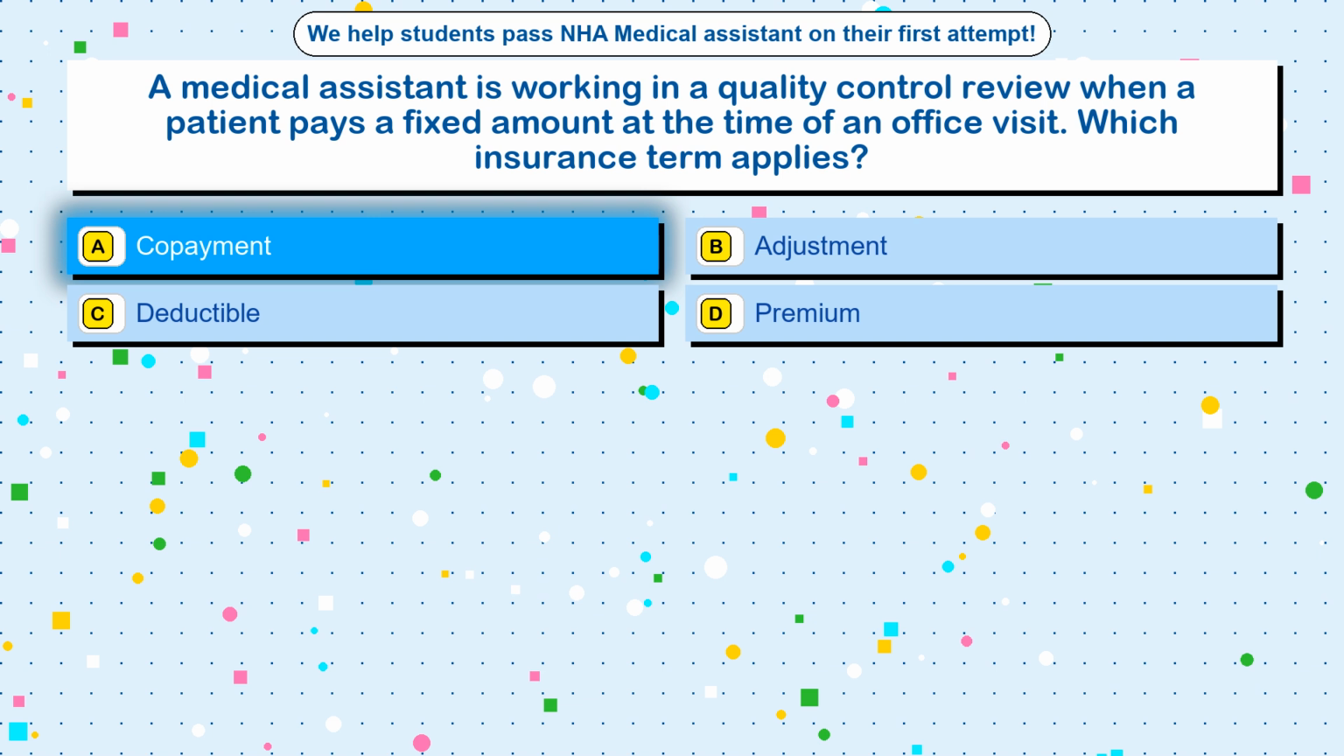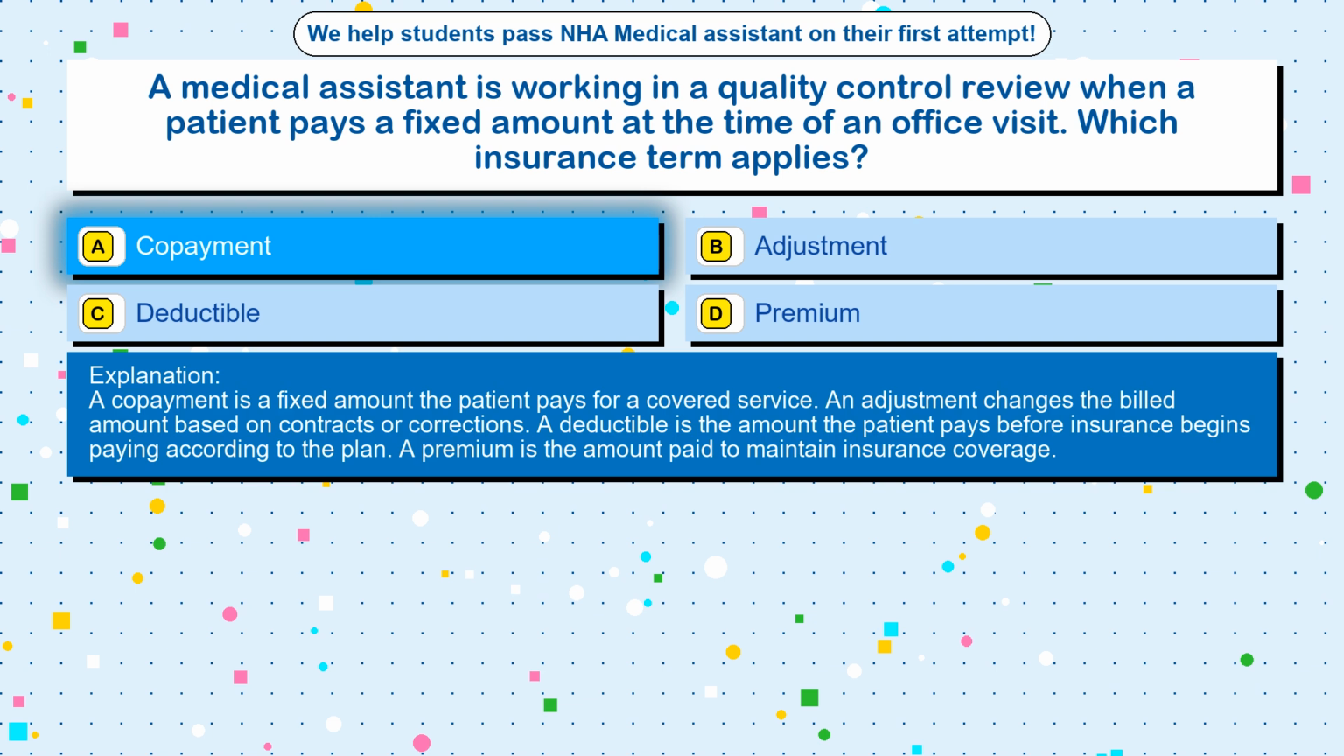Copayment. A copayment is a fixed amount the patient pays for a covered service. An adjustment changes the billed amount based on contracts or corrections. A deductible is the amount the patient pays before insurance begins paying according to the plan. A premium is the amount paid to maintain insurance coverage.